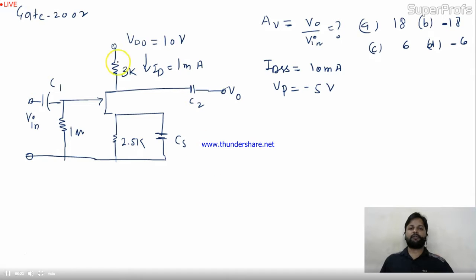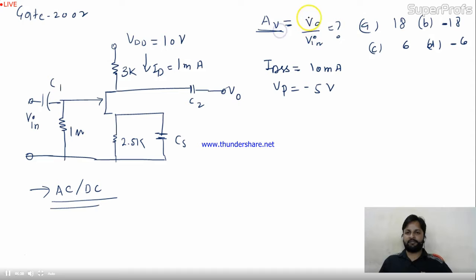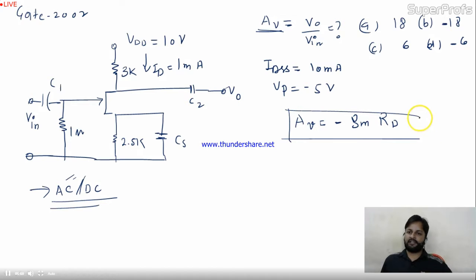Is it okay? So if you see this circuit carefully, this is a FET circuit. We have to do AC as well as DC analysis. If you want this AV, meaning V0 by Vin, both are AC, but we need to do both analyses, right? But this is the common source. You can directly remember one thing: in the common source the gain is nothing but minus GMRD. This is the gain.